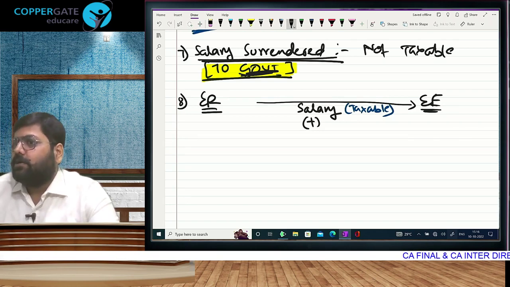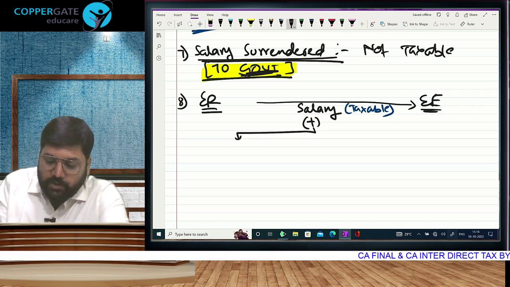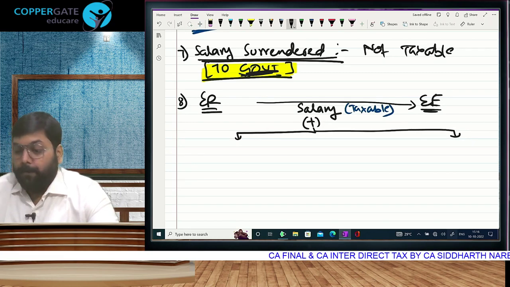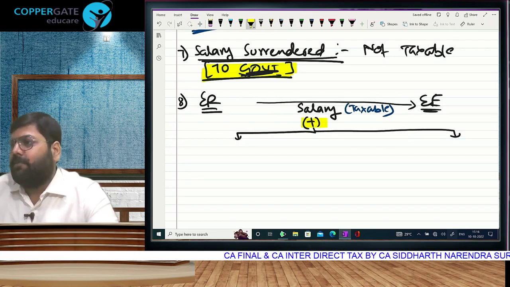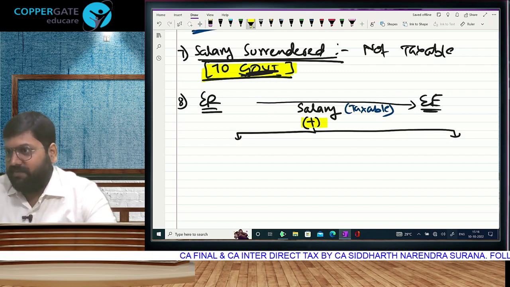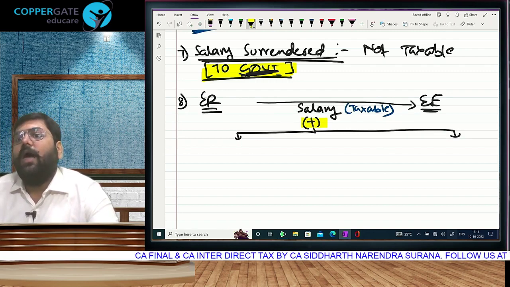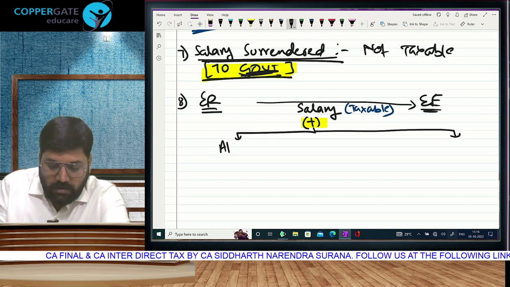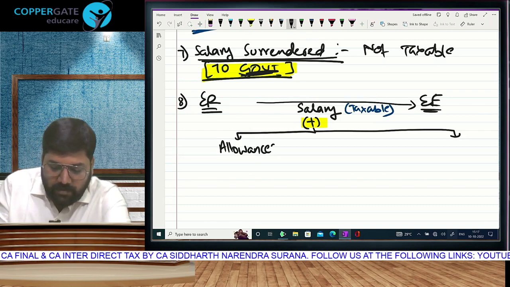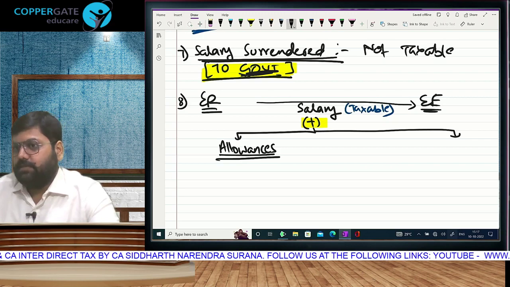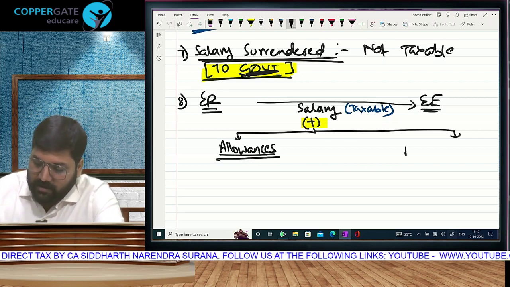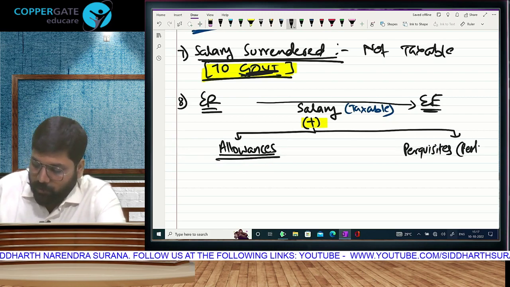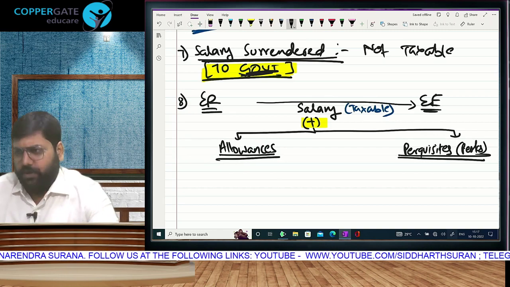Along with salary, every employer is going to provide his employees 2 things. Plus, meaning it is over and above salary. A fixed salary, what has to be given has to be given. But over and above salary, every employer will give 2 things to his employee. One, every employer will give something called allowances to his employee. And second, every employer will give something called perquisites, or more popularly known as perks, to his employees.